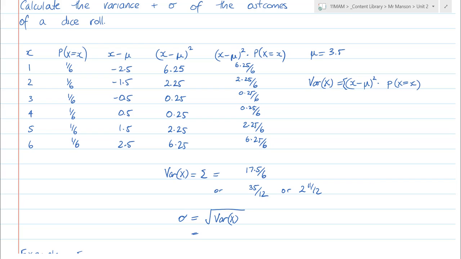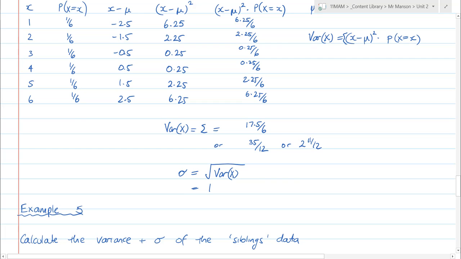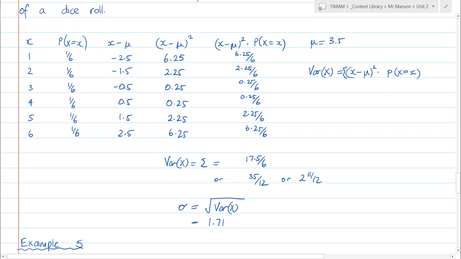So I calculate the square root of 35 over 12, and that gives me 1.71 approximately. Now what you should find, typically, particularly with a nice evenly distributed set, you should have 3, 4, 5 standard deviations existing in your range. So we can get a 1 to a 6, and that range is about 3 standard deviations, which is about right. So you can expect that. That's pretty typical.